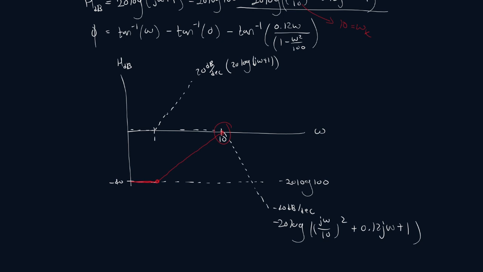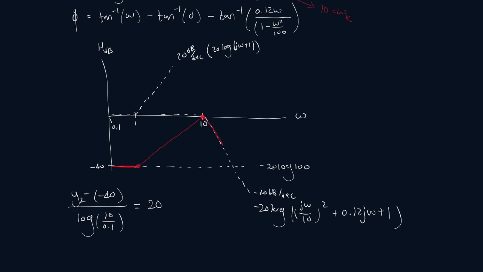Let's find this point. So y2 minus y1, y1 being minus 40, all over log of 10 divided by, we start at 0.1, not at 0. So this is 0.1, and this is equal to the slope, which is 20. So y2 is 0, and this is y2, not y squared. So we pretty much stopped here, and then after that we drop in this direction.